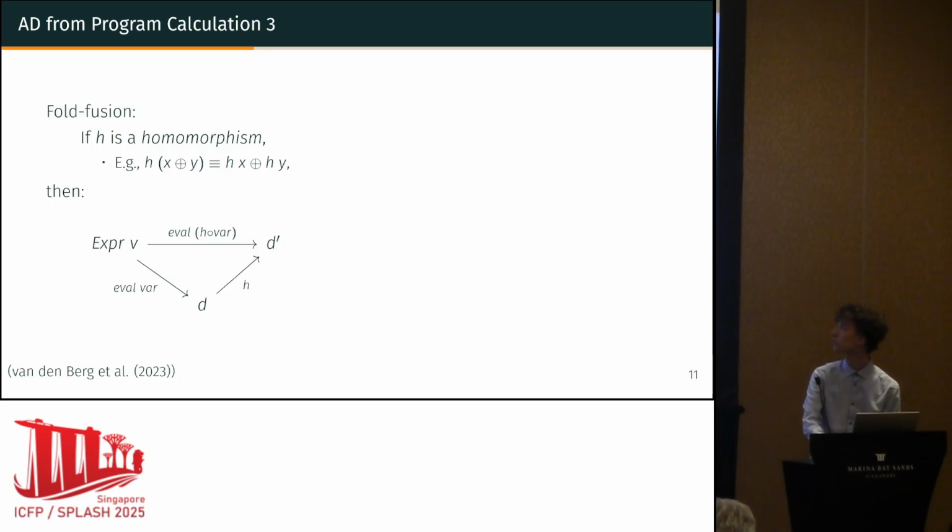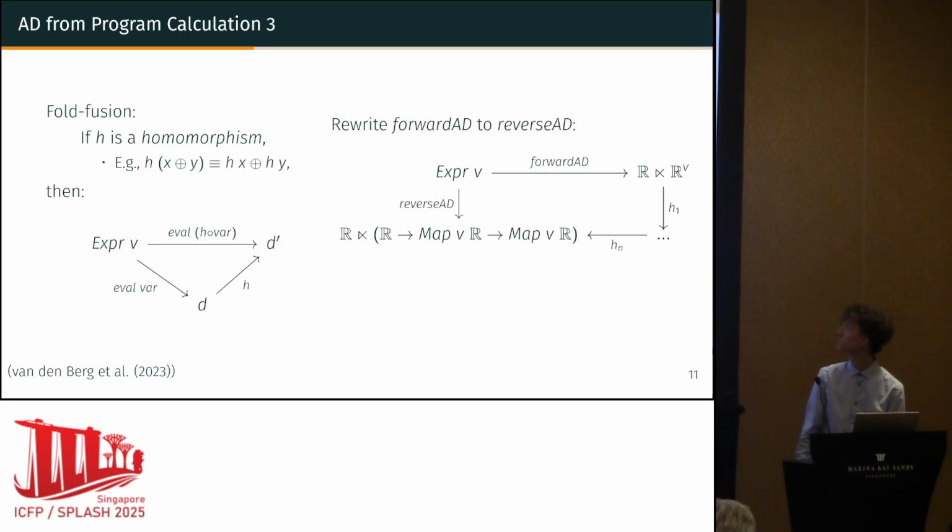And what this means for us is that if I hit forward mode automatic differentiation sufficiently often with fold fusion, I can get reverse mode automatic differentiation. And this, in effect, tells us that it is correct by construction. Great.